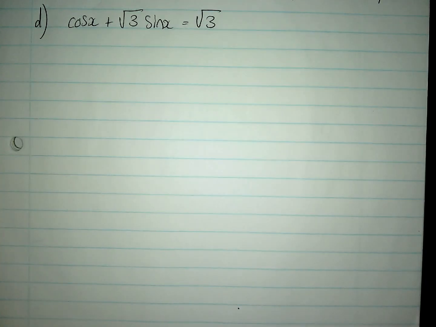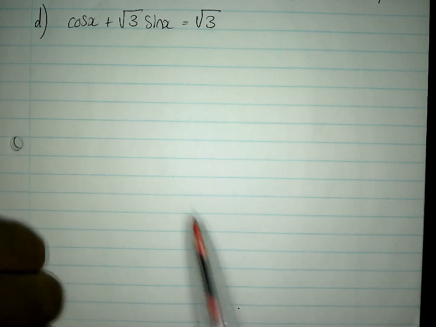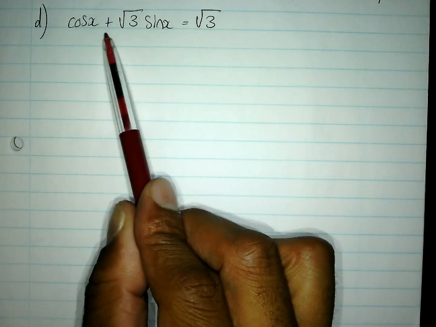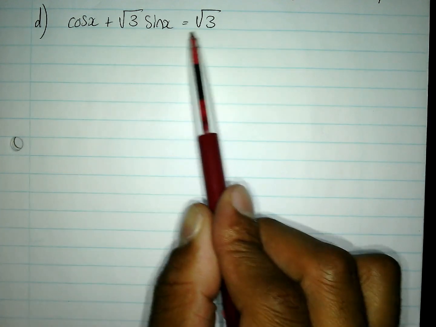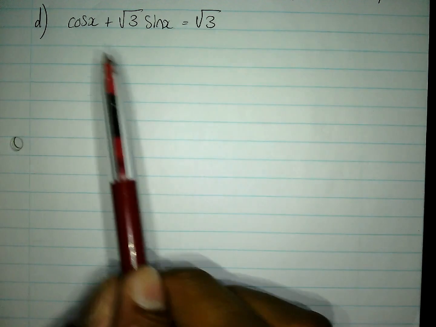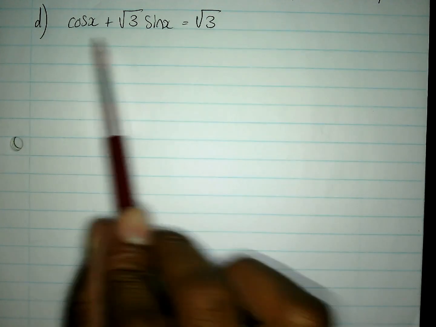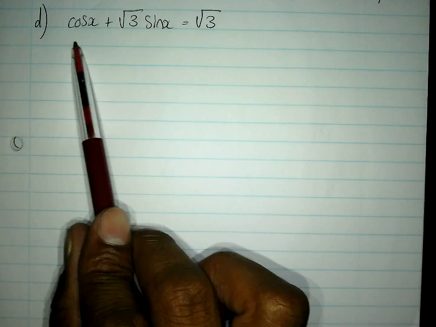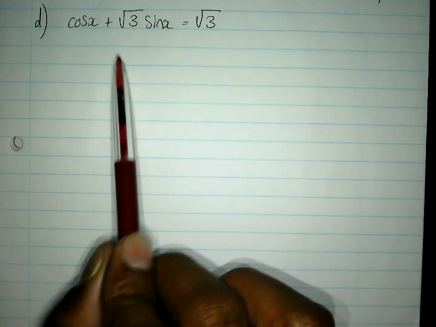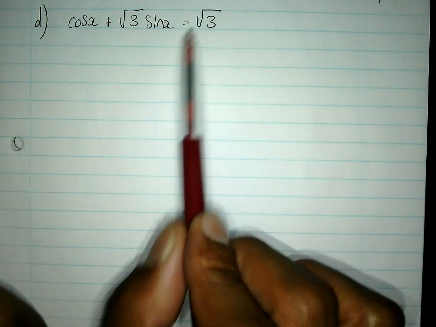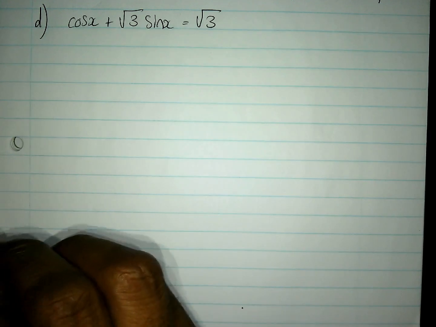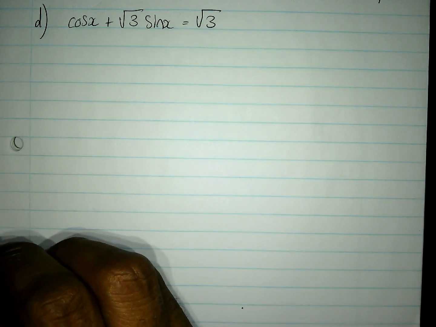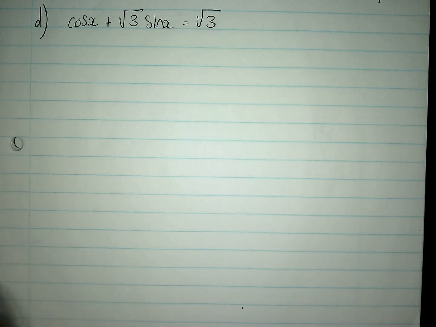Right. So now our focus will be on D. With D, we have cos x plus square root 3 sin x equals square root 3, right? Now, neither of these ratios can be replaced by their identities, right? So for this one, the hint is that it's more of a compound angle. Then this is how it works.